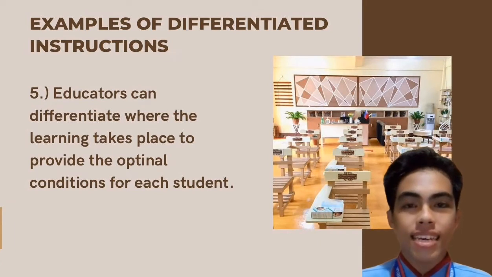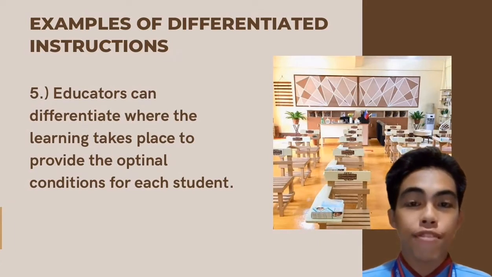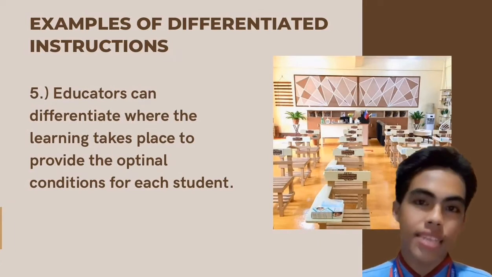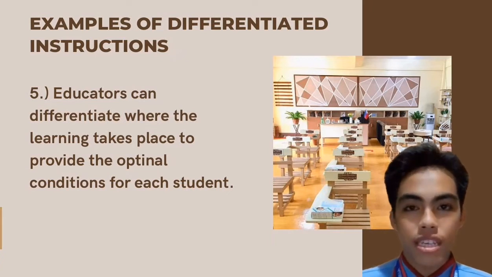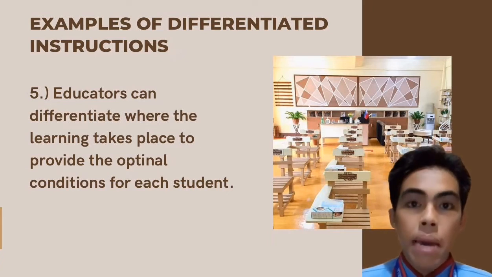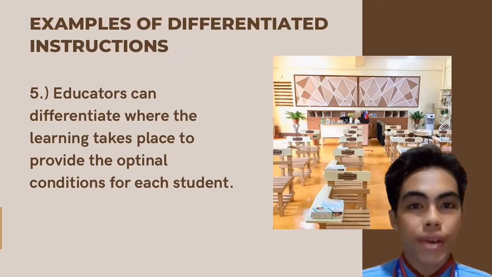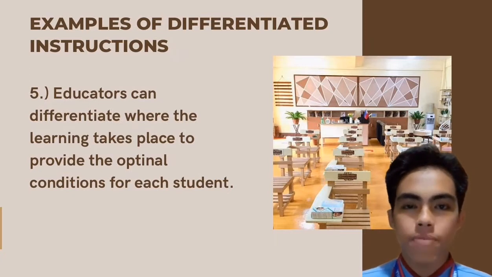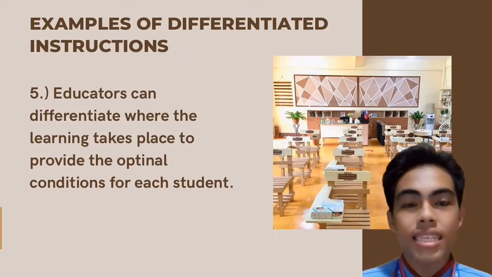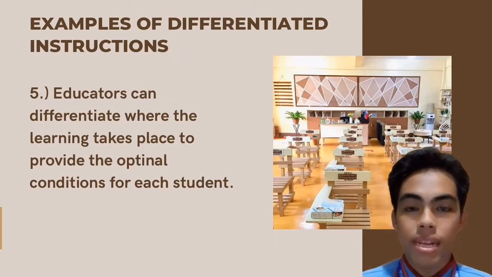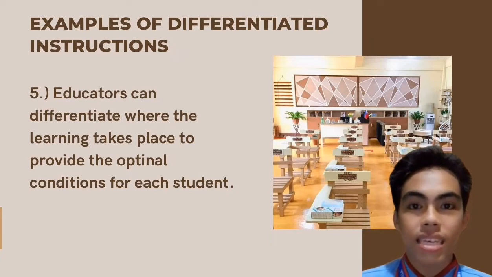Fifth and lastly, educators can differentiate where the learning takes place to provide the optimal conditions for each student. Modifying the learning environment can be as simple as allowing students to work in a different arrangement or quiet space. While this seems like a minor adjustment, it can significantly impact the student's ability to complete the task efficiently and accurately.